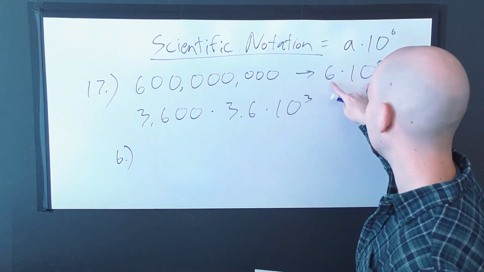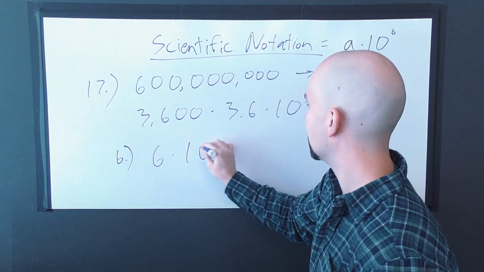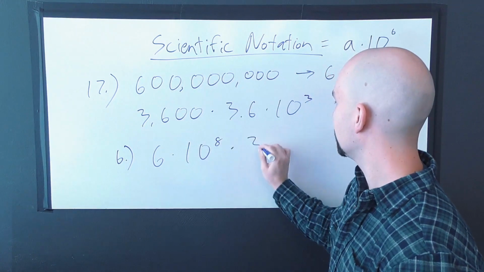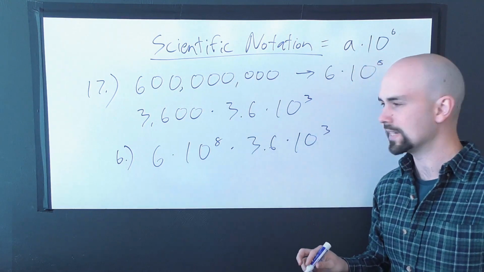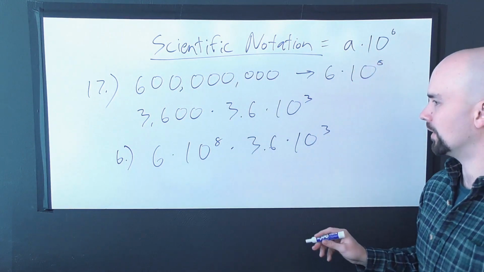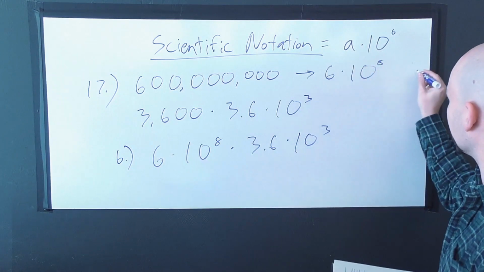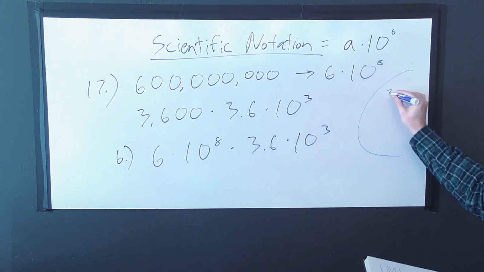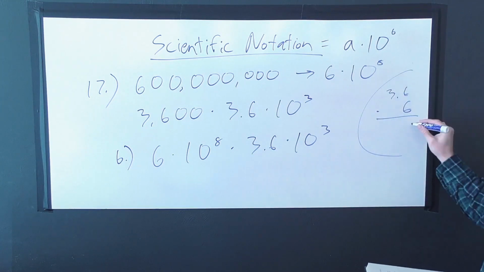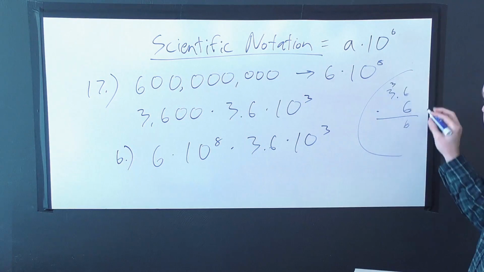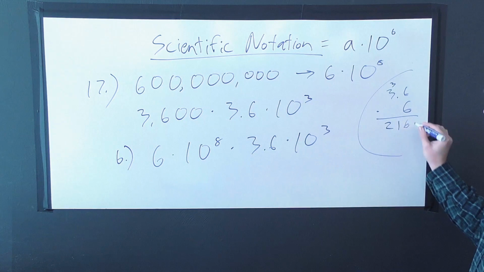So we're going to multiply this by this. 6 times 10 to the power of 8 times 3.6 times 10 cubed. We'll multiply this out. First of all, what is 6 times 3.6? I'll just do that over here. 6 times 6 is 36. 6 times 3 is 18, plus that 3 we carried, so that's 21, 216.